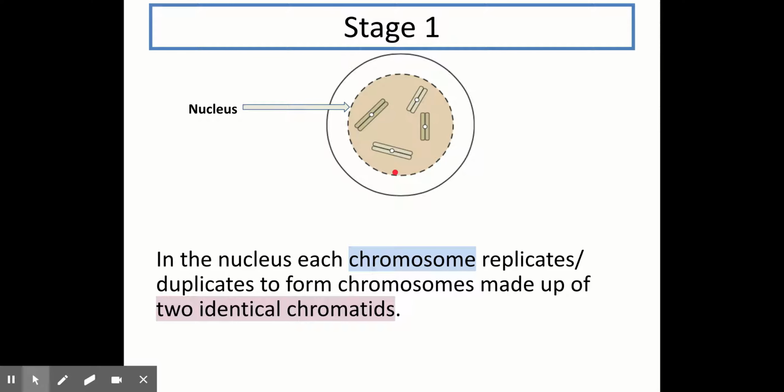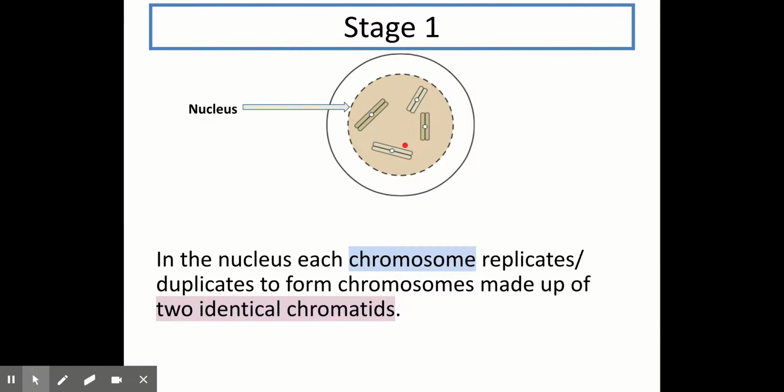So in stage 1, within the nucleus, so this part here, each chromosome replicates or duplicates to form chromosomes made up of 2 identical chromatids that are joined together. So in this example, there are 4 chromosomes, each made up of 2 identical chromatids, but remember, depending on the type of cell, there could be different numbers of chromosomes each time. For example, in our cells, there would be 46, but to keep things simple, we're just going to stick with the 4 in the example just now.